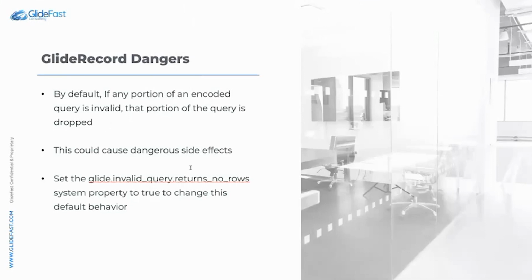There's a system property to actually mitigate that, because I assume this got created after one of the early releases and people deleted a bunch of records. And this is glide.invalid_query.returns_no_rows. By default, I do believe that is set to false. So it will return the rows if you do not set that to true. Okay. So setting that to true makes it so that if you have a failure at any point in your encoded query, it's going to return no rows.